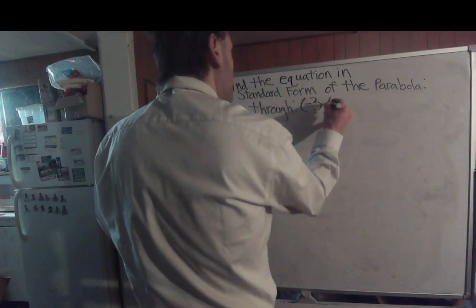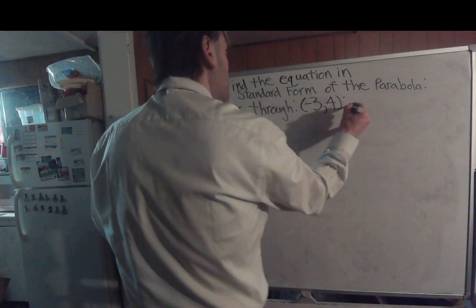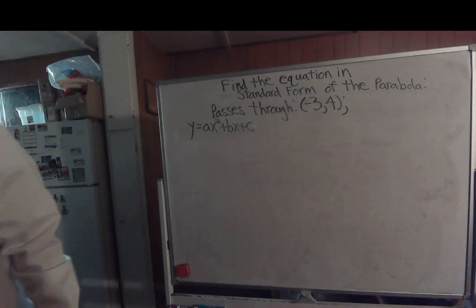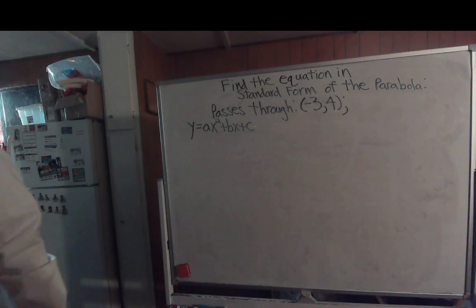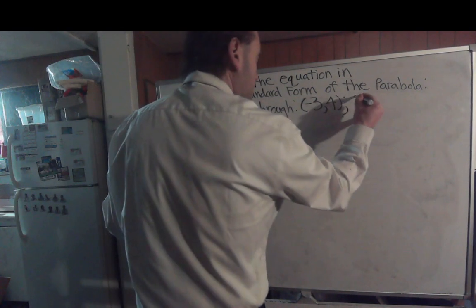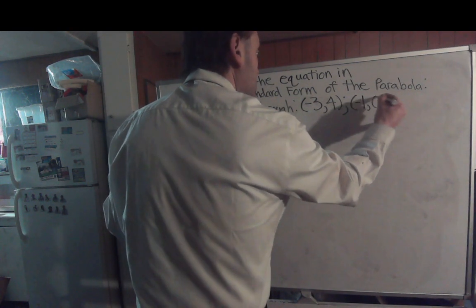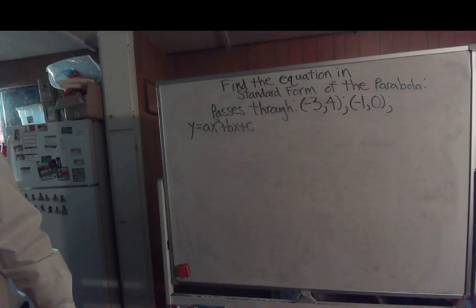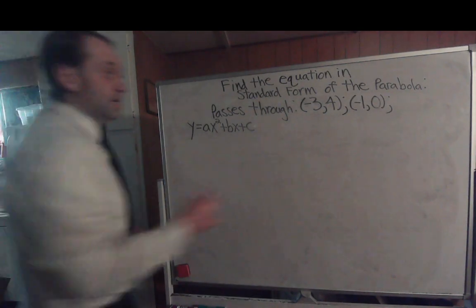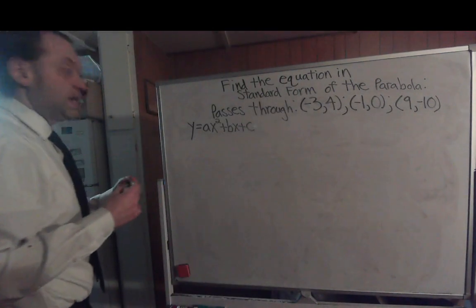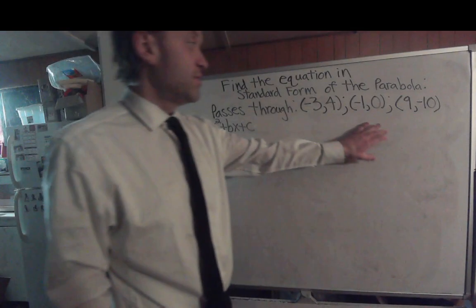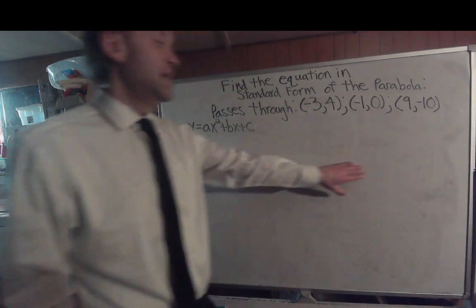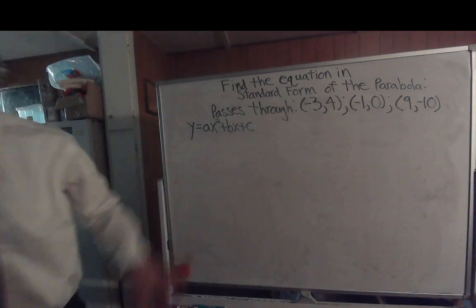Negative 3, 4. Negative 1, 0. And 9, negative 10. Hideous. So we got negative 3, 4, negative 1, 0, and 9, negative 10 that this parabola passes through.